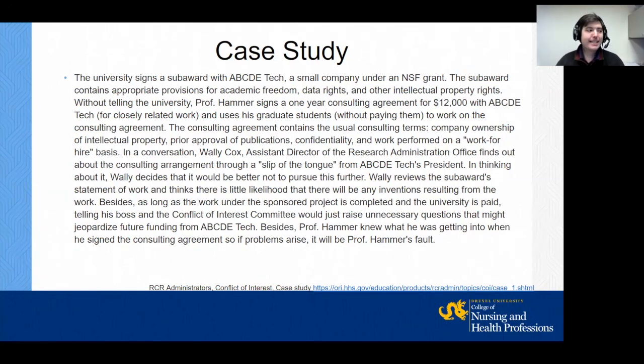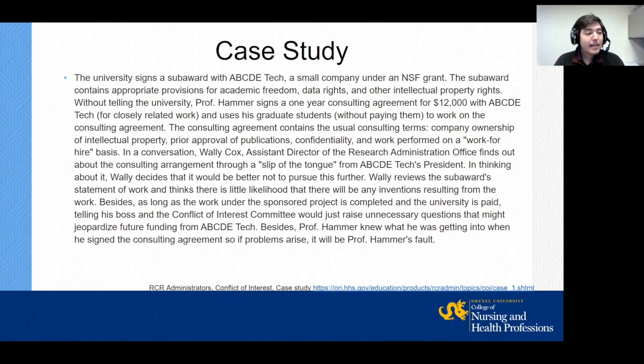So for today's case study, we're looking at a university who signed a subaward with ABC Tech, a small company under an NSF grant. The subaward contains appropriate provisions for academic freedom, data rights, and other intellectual property rights. Without telling the university, Professor Hammer signs a 1-year consulting agreement for $12,000 with ABC Tech for closely related work, and uses his graduate students, without paying them, to work on the consulting agreement. The consulting agreement contains the usual terms: company ownership of intellectual property, prior approval of publications, confidentiality, and work performed on a work for hire basis.